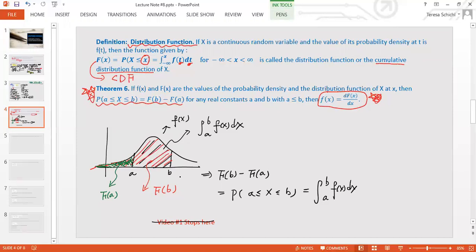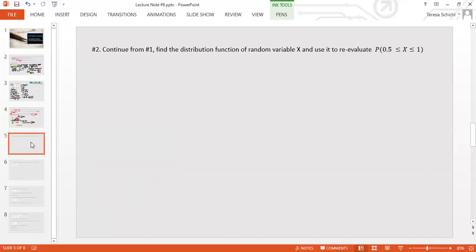So this is for a continuous random variable. If you take the derivative of the CDF, it will give you the PDF. If you integrate the PDF, it will give you the CDF. All right.